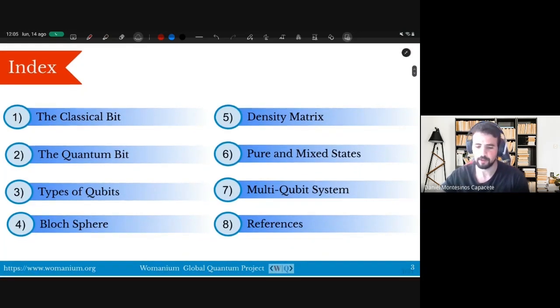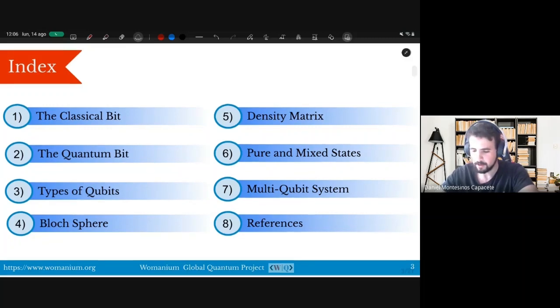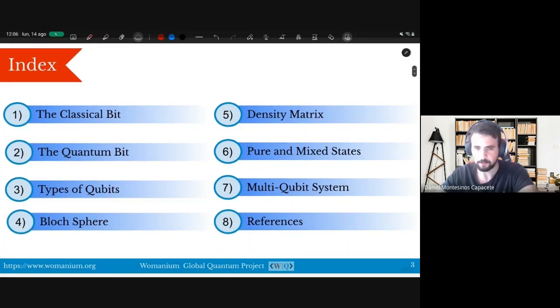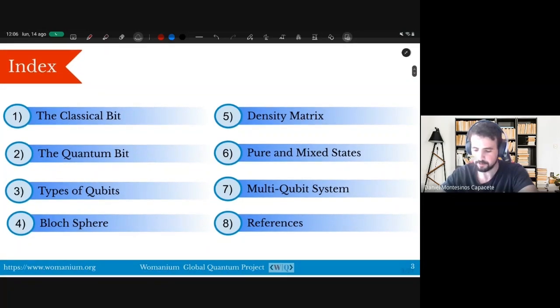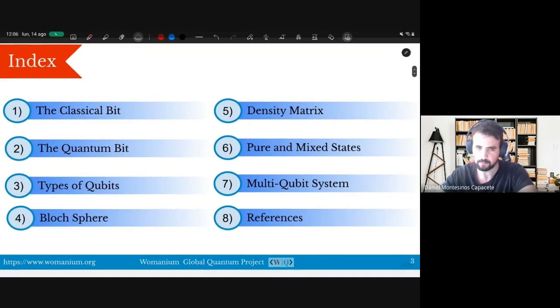First, I will talk about the classical bit. After that, I will go to the quantum bit, that is the qubit, right? After that, I will discuss something about different types of qubits. I will describe a different way of representing qubits, and that is the Bloch sphere. And also, I will talk a little about density matrices, pure and mixed states. For the final part, we will discuss a little of multi-qubit systems, right?